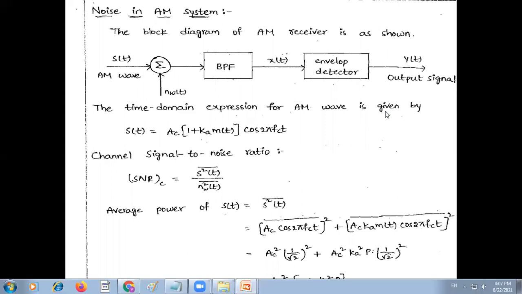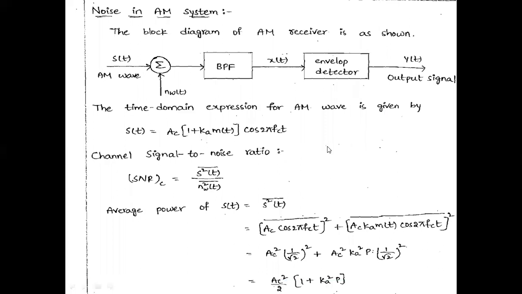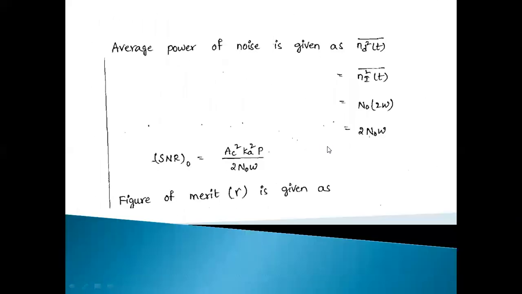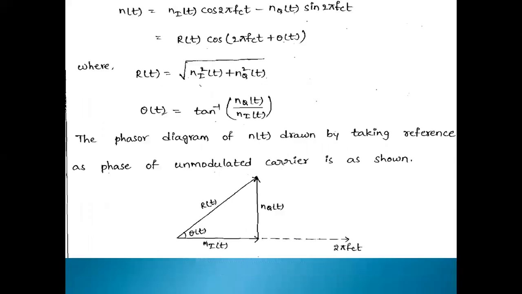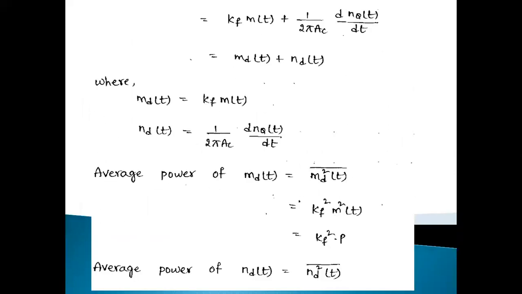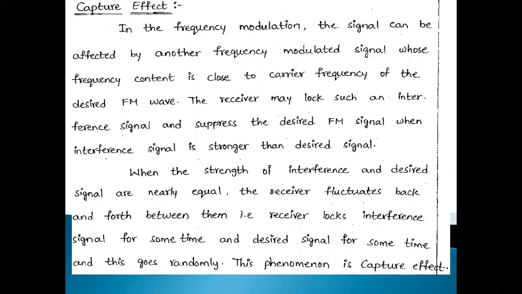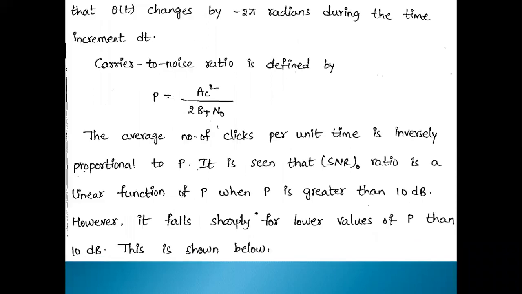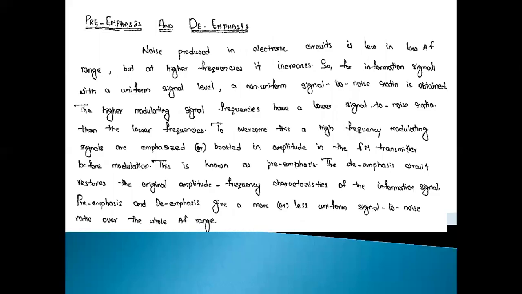Okay. So these are the pre-emphasis or de-emphasis circuits, which are used to improve the signal quality. Here it is. Noise produced in the electronic circuits affects the signal to noise ratio, the quality of the signal. That is nothing but internal noise added to the signal.